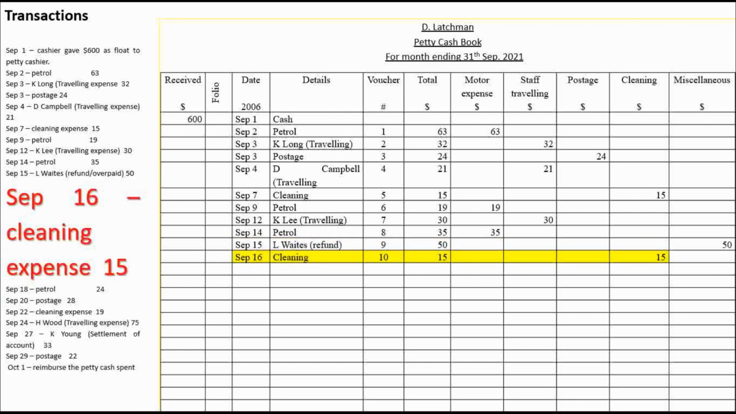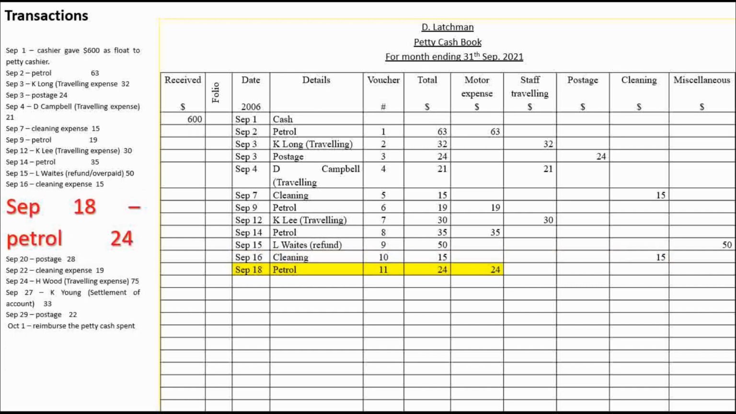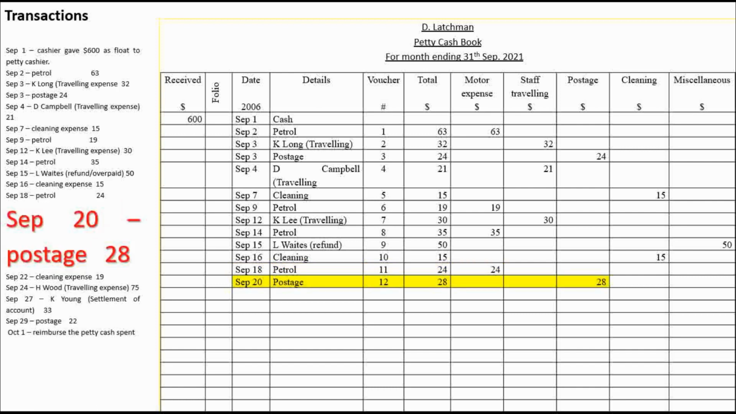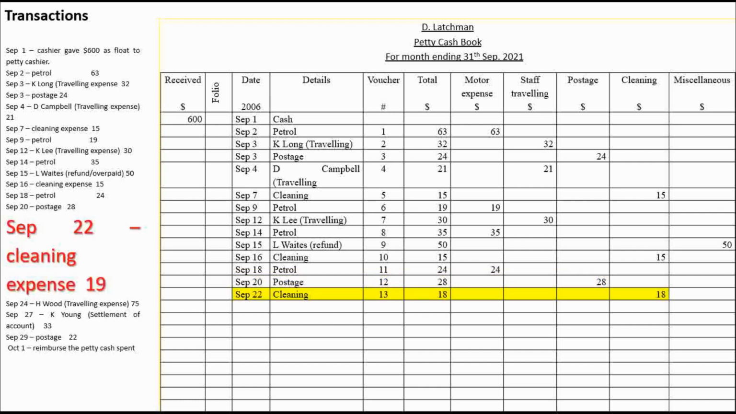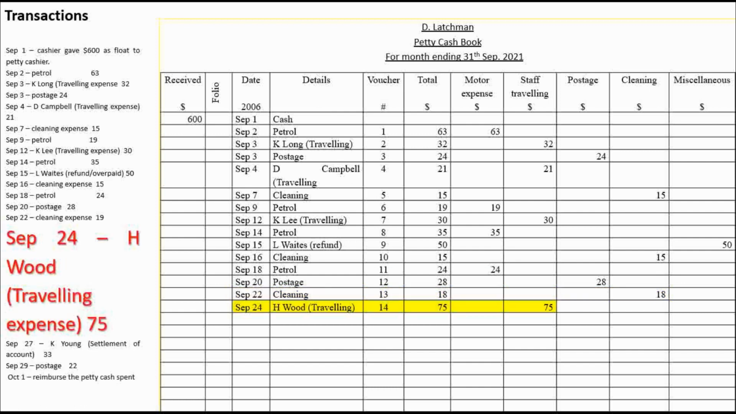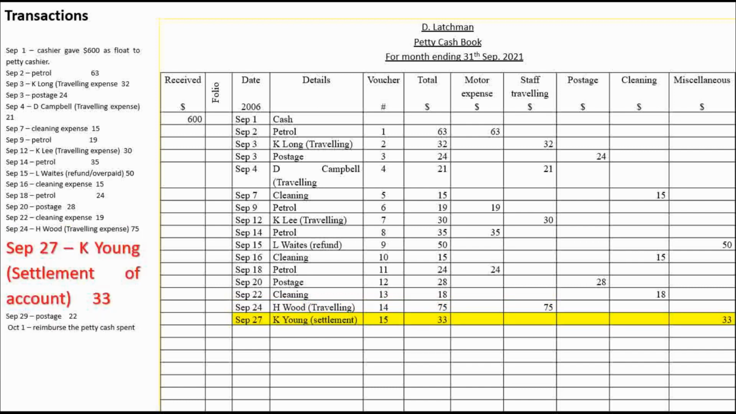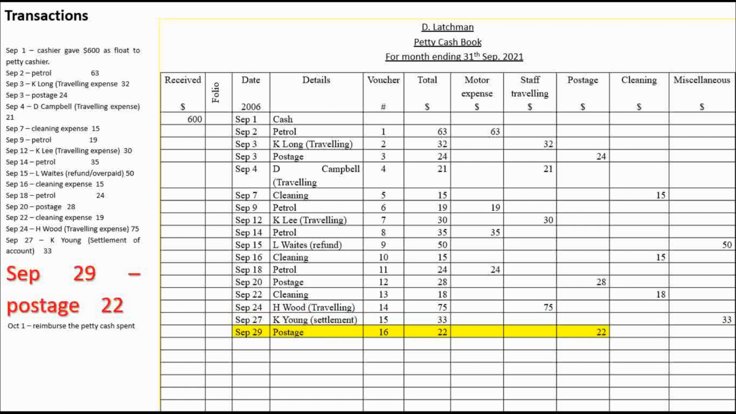16th of September, cleaning expense $15. 18th of September, petrol $24. 20th of September, postage $28. 22nd of September, cleaning expense $19. 24th of September, H Wood traveling expense $75. 27th of September, K Young settlement of account $33. September 29th, postage $22.